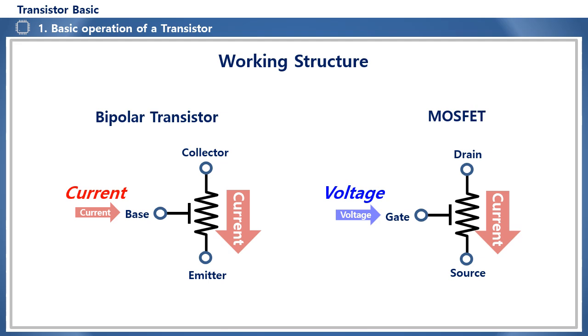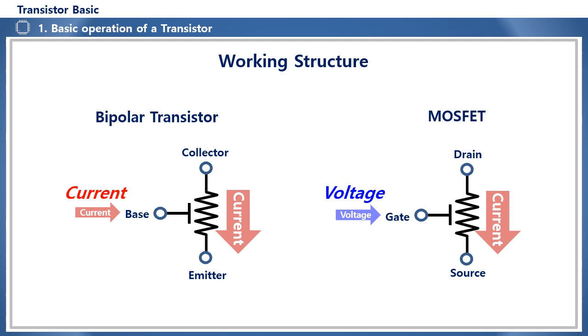Both devices can be viewed as three-terminal switches that conduct or block current between channels with a small control signal, that is, current or voltage. However, unlike general switches, it is important to note that a large channel current is controlled in only one direction depending on the properties of the semiconductor switch.